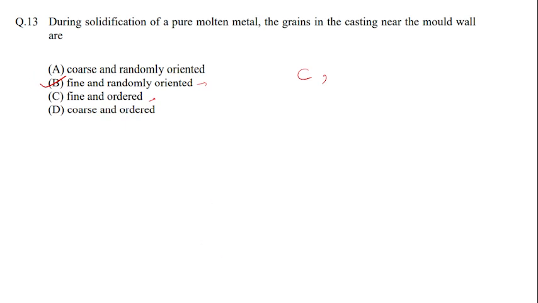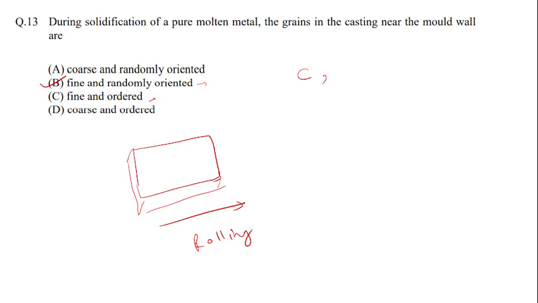Okay, let me tell you a little. This will be a little higher level, but try to understand. Suppose there is one cast alloy, one cast ingot. When you roll this sheet, suppose in this direction you are rolling. You know rolling, right? Simple rolling. You are putting compression force and your ingot is getting rolled. When you are rolling it, after rolling one texture will form.